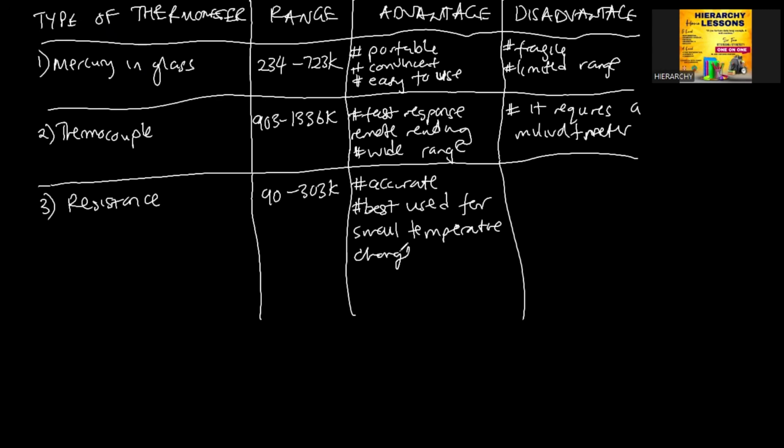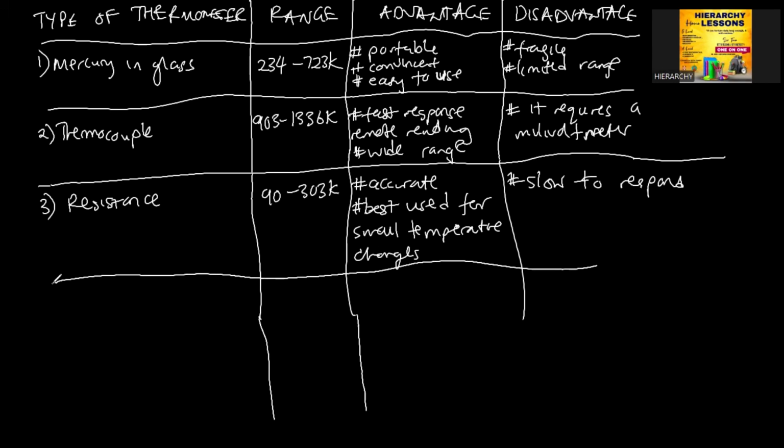The disadvantage is that it is slow to respond. That's the disadvantage of a resistance thermometer. Probably because it is bulky, as you saw earlier with the oil, it may take time to respond. So it needs small but steady temperatures. And the thermocouple is the one that has a fast response, for rapidly changing temperatures.